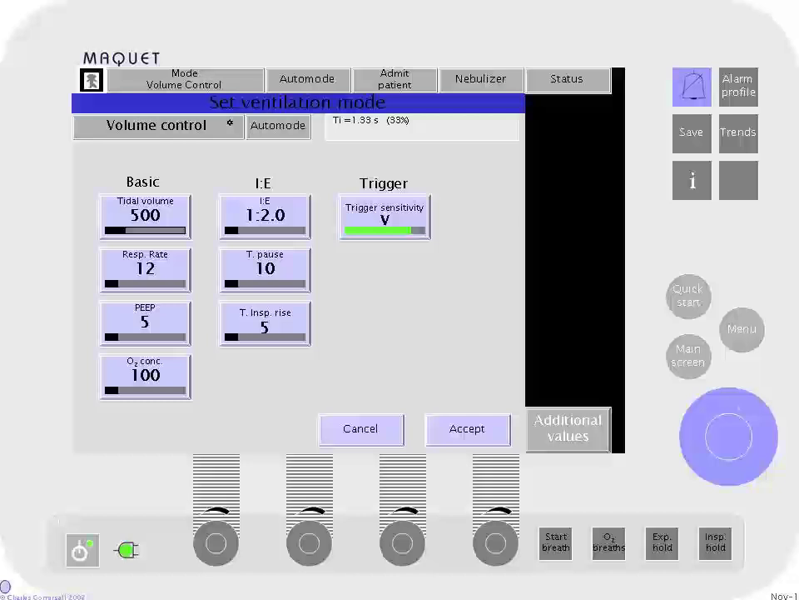To err on the safe side, we will set the oxygen concentration to 100% initially, tailing it down rapidly once we've established that he does not have a major oxygenation problem. What would be your next step?